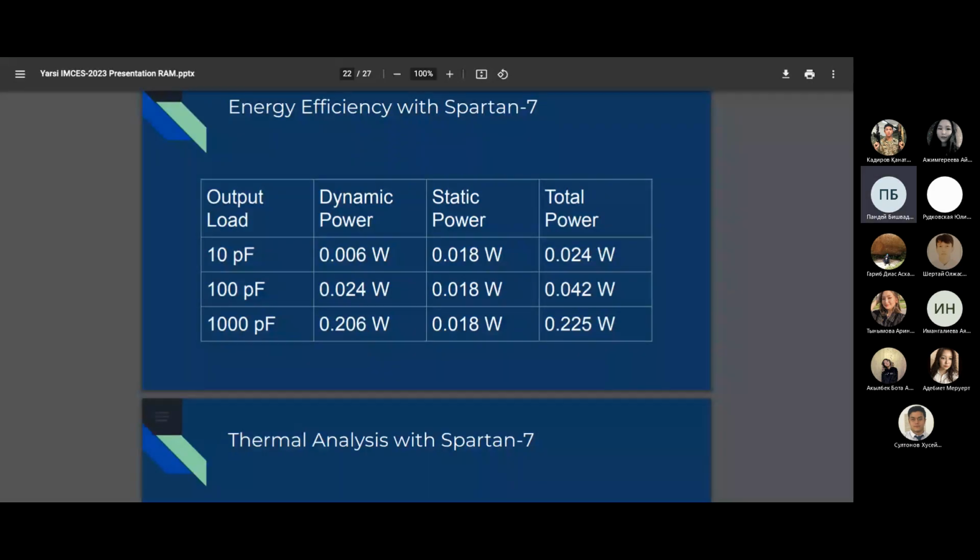Output load 1000 picofarad. Dynamic power 0.206 watt. Static power 0.018 watt. Total power 0.225 watt.